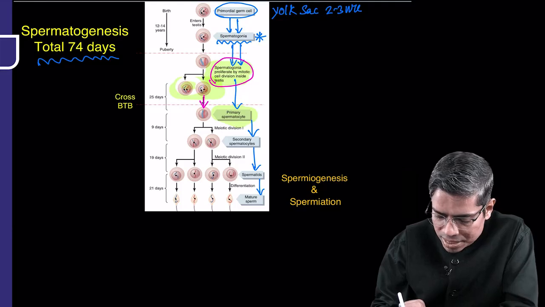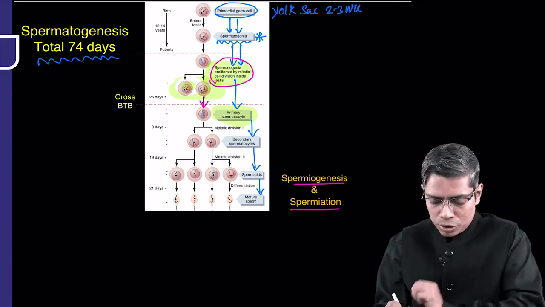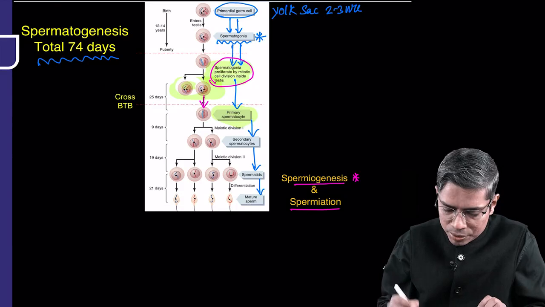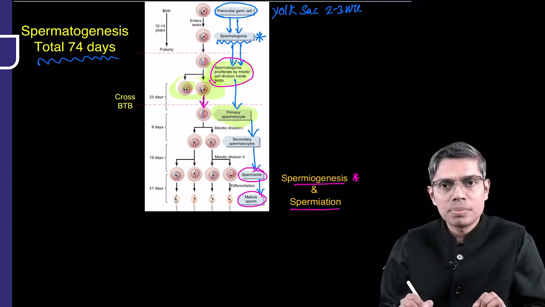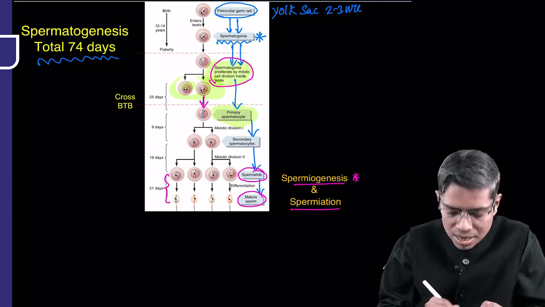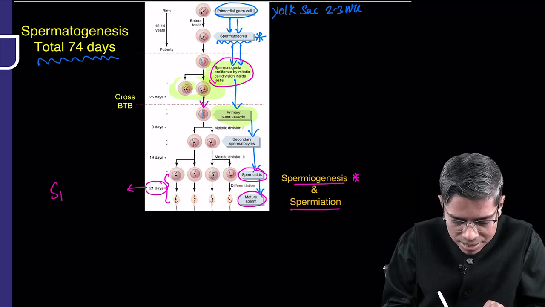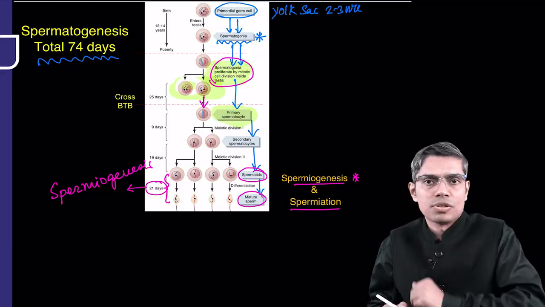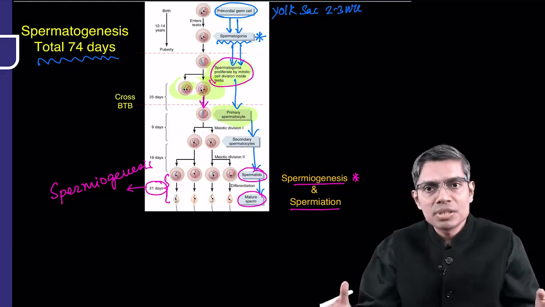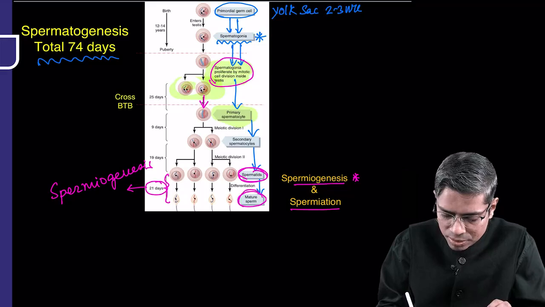Now, two terms are written here. One is spermiogenesis and one is spermiation, right? So spermiogenesis, the first one, means when the spermatid is converted into mature sperm, this last stage which requires 21 days according to Guyton. So spermiogenesis means spermatid is converting into mature sperm. The whole process is known as spermatogenesis, but spermiogenesis means the last steps where the spermatid is converting into mature sperm.